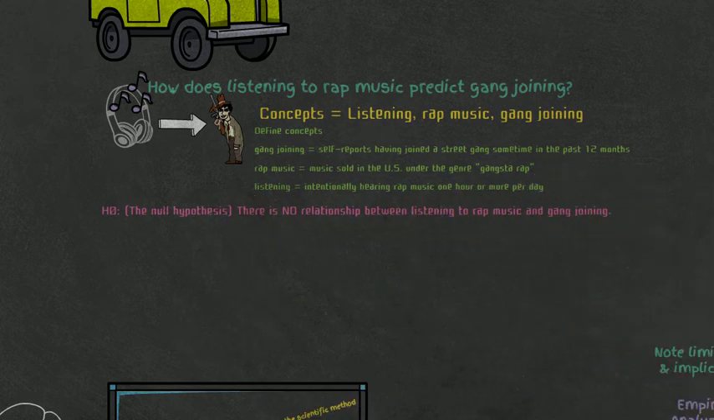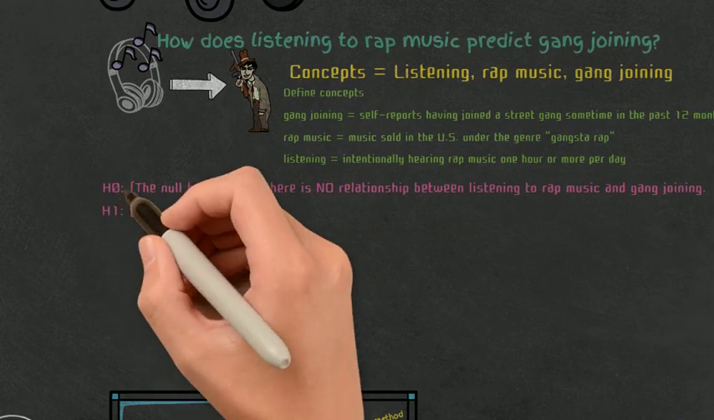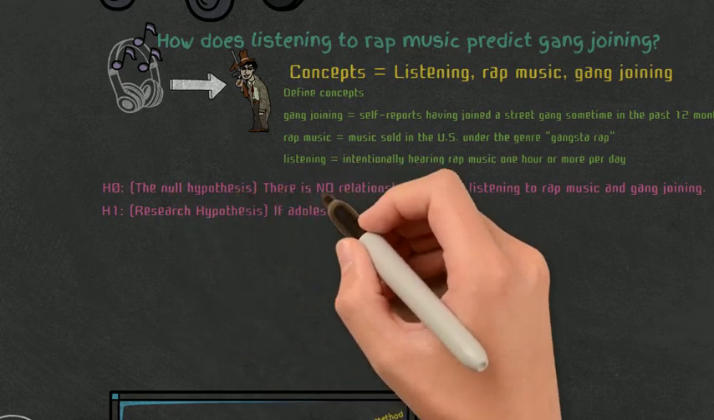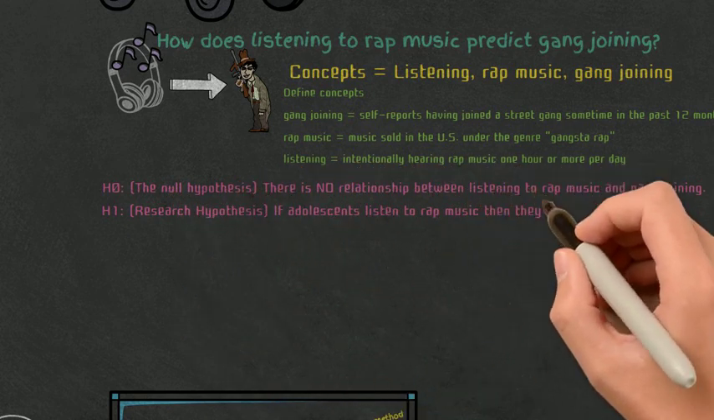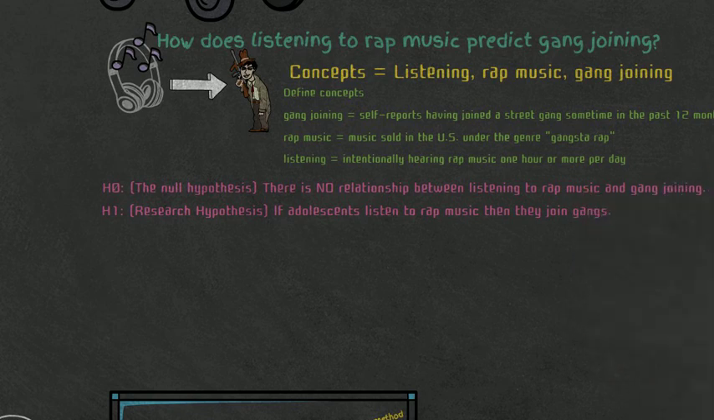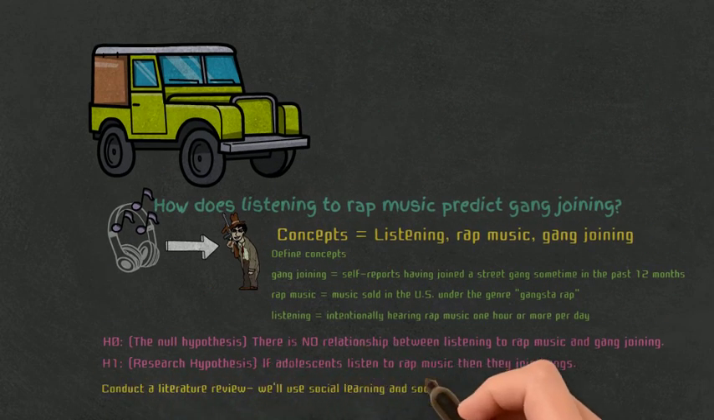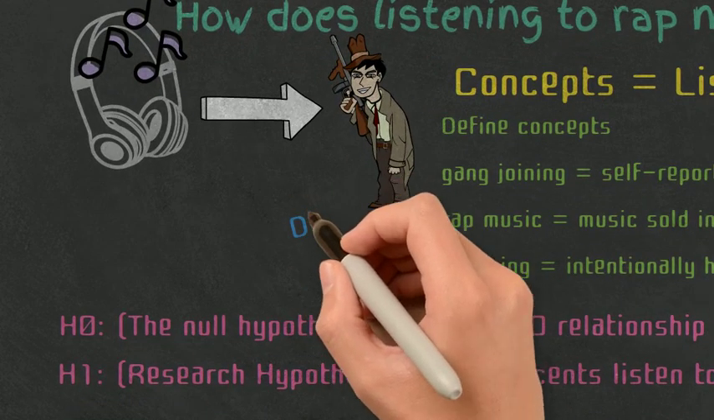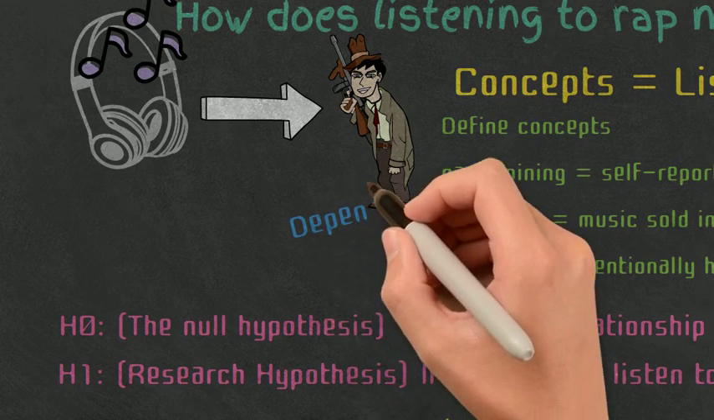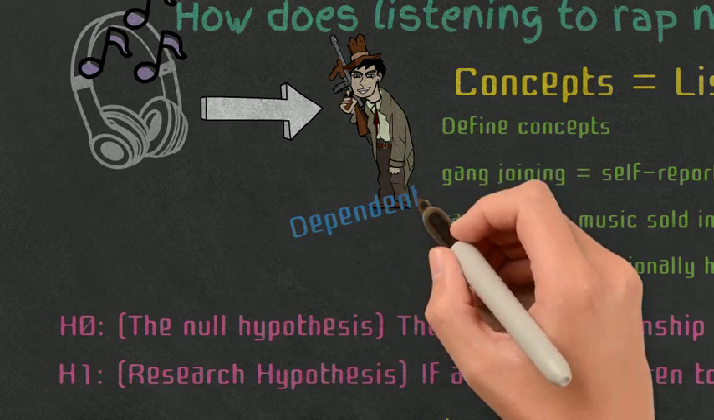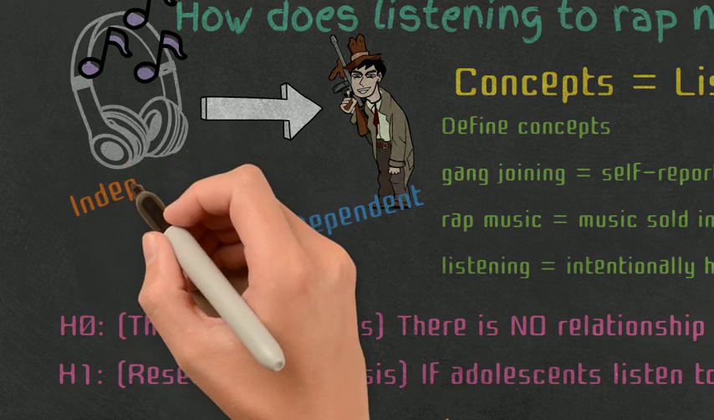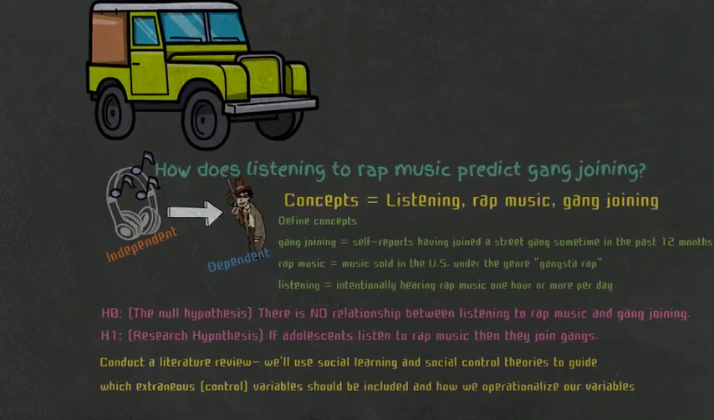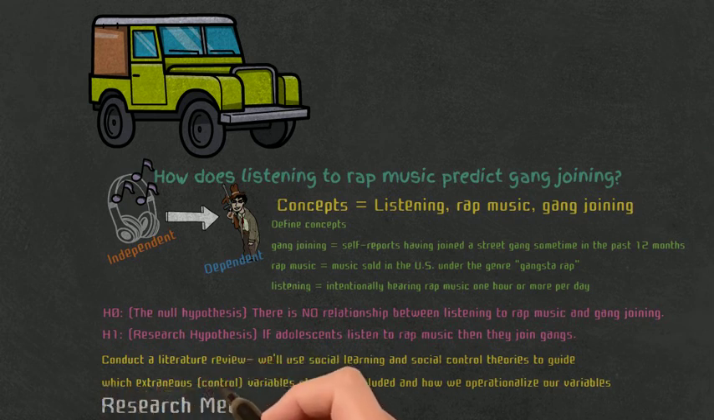Our null hypothesis is that there is no relationship between listening to gangster rap and gang joining. Our research hypothesis is, if adolescents listen to rap music, then they join gangs. We conduct our literature review and determine that we'll use social learning and social control theories to guide which extraneous or control variables we'll include in our work and how we'll operationalize these variables. We know that our dependent variable is gang joining because we hypothesize that it depends on listening to gangster rap music, our independent variable. Based on our question and hypotheses, we're conducting a predictive or causal study.